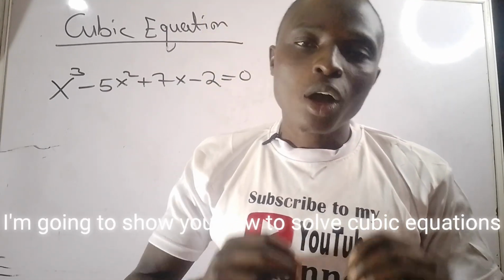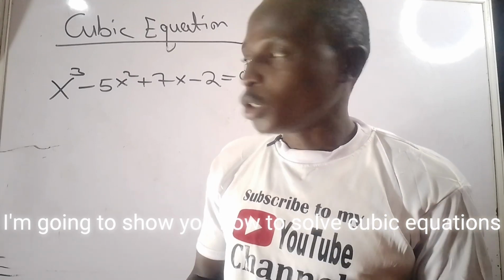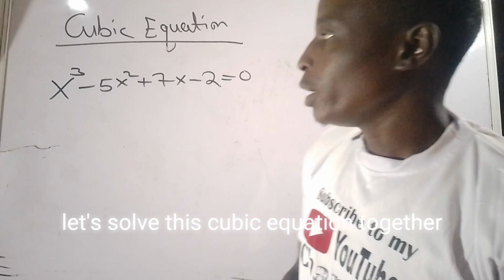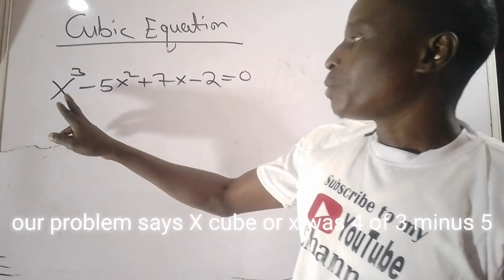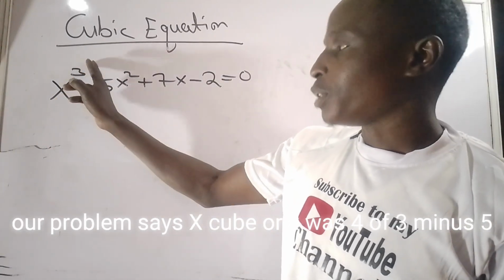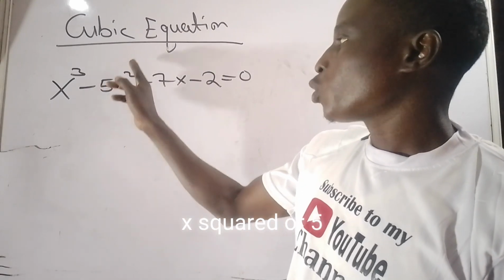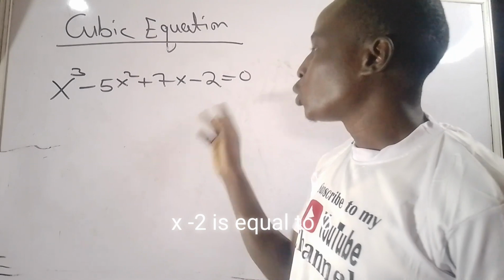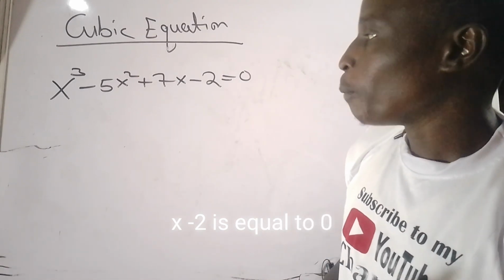Today I'm going to show you how to solve cubic equations. So follow me, let's solve this cubic equation together. Our problem says x cubed, or x raised to the power of 3, minus 5x squared, or 5x raised to the power of 2, plus 7x minus 2 is equal to 0.